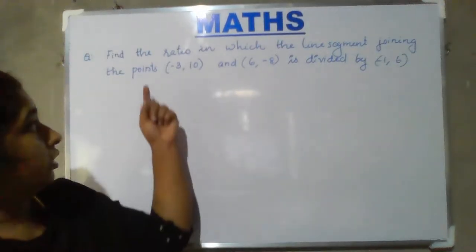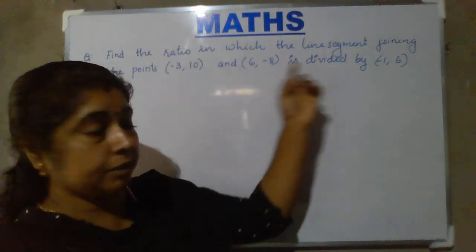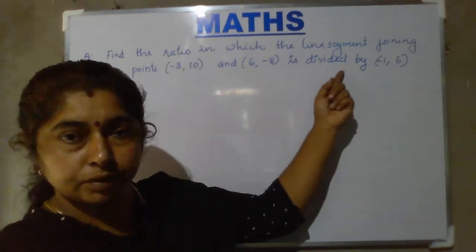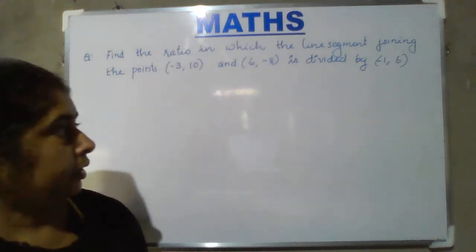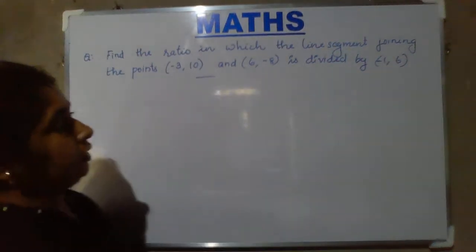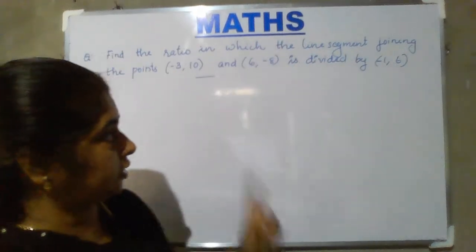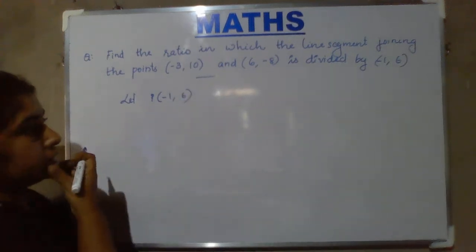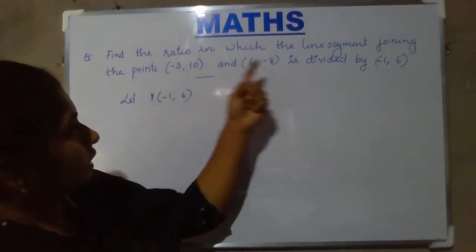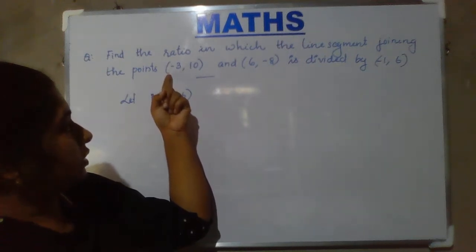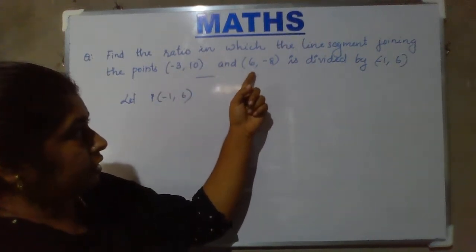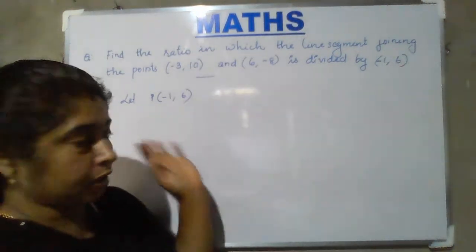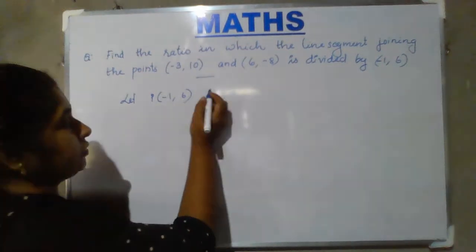Now listen, next question. Find the ratio in which the line segment joining the points (-3, 10) and (6, -8) is divided by (-1, 6). Now here we take the point P(-1, 6). Let the point P(-1, 6) divide the line segment joining the points A(-3, 10) and B(6, -8) in the ratio k is to 1. Here we take the ratio as k is to 1.